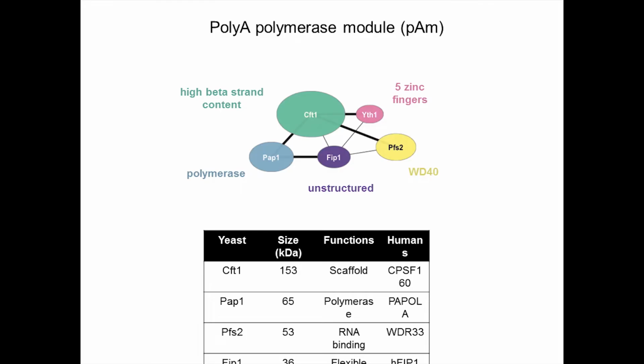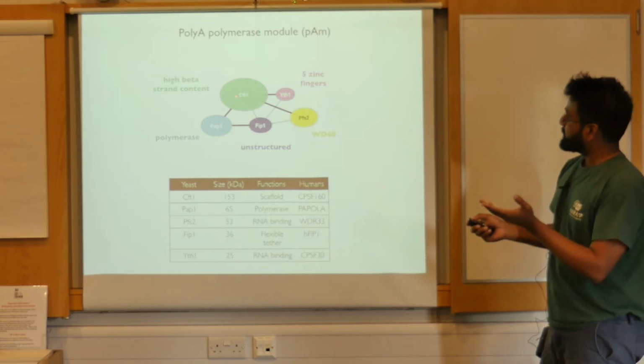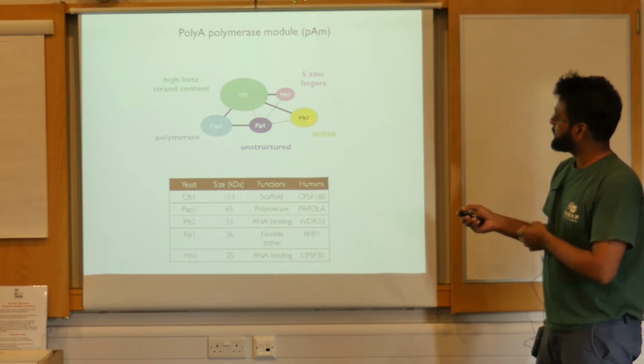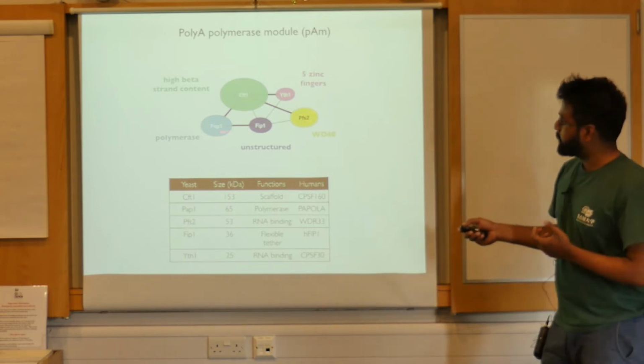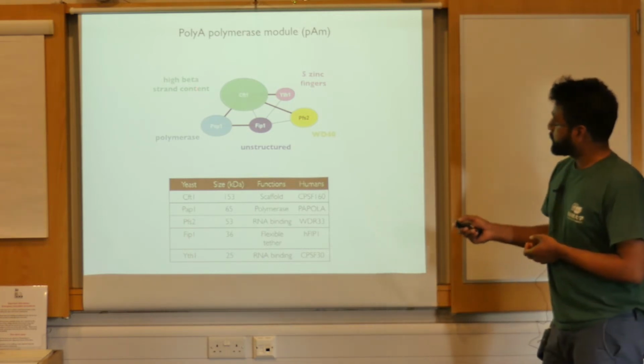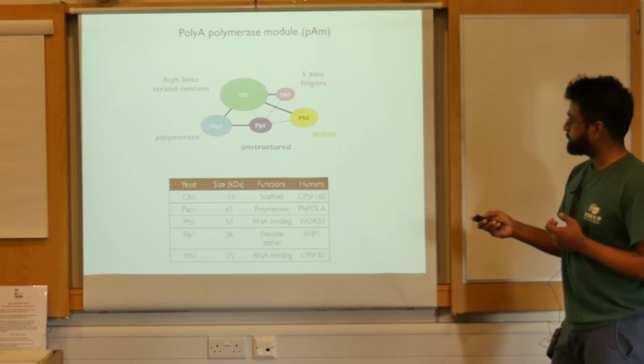So it's called the PolyA polymerase module because it has the polymerase PAP1. PAP1 is the enzyme that adds the polyadenosine to an mRNA. And PAP1 is associated with a few other proteins, and one of them is CFT1. It is a protein with high beta strand, and there are two other proteins which bind RNA, and then you have a totally unstructured protein called FIP. These proteins are from yeast, and humans also have analogous proteins.